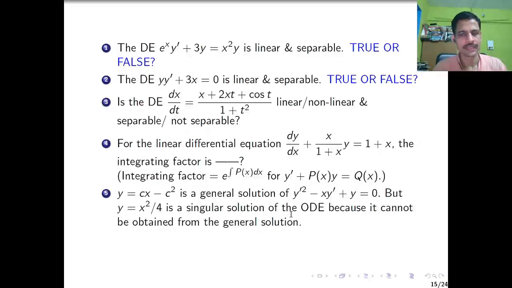So many times people are of the impression that if you get the general solution, all the solutions are included in that. So that's not the case. And here is an example.